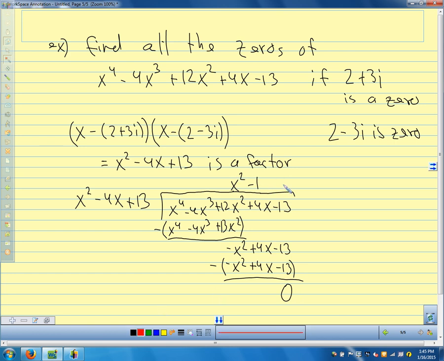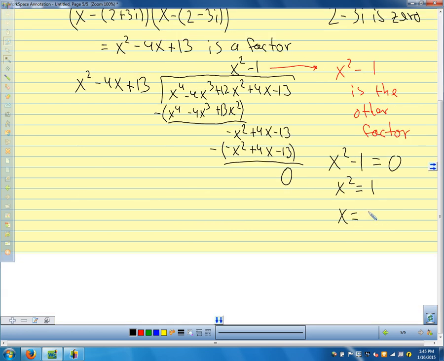So that tells me that this x squared minus 1 is the other factor. Well, now we're done, right? So if x squared minus 1 is our factor, x squared minus 1 equals 0. It's going to give us our zeros of our function. x squared equals 1, and x equals plus or minus 1.